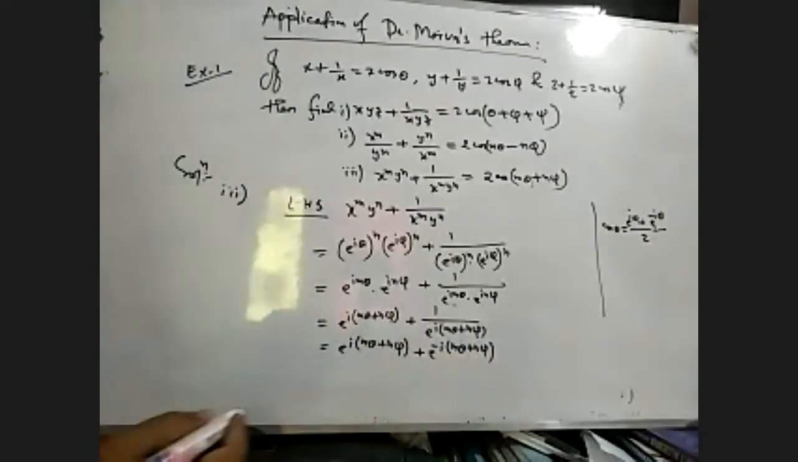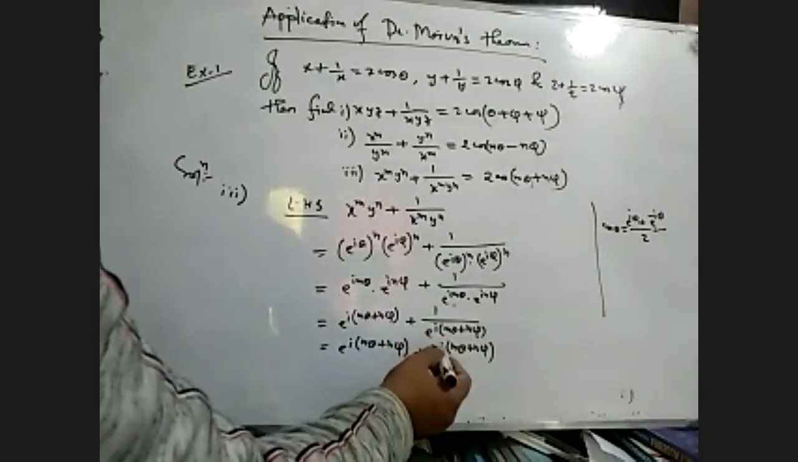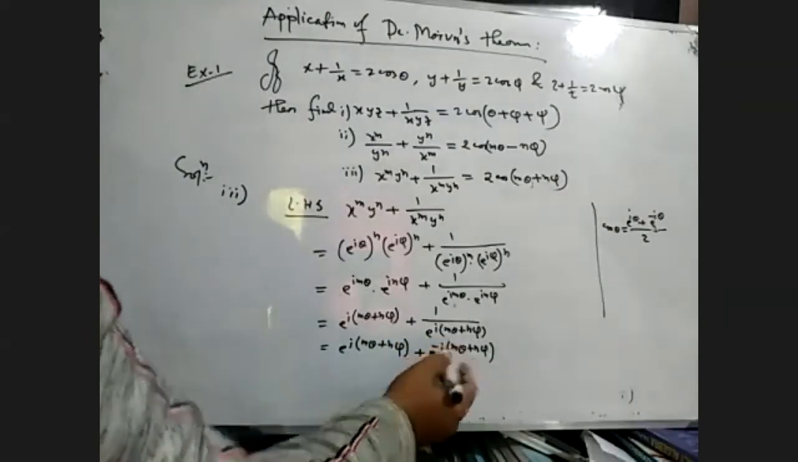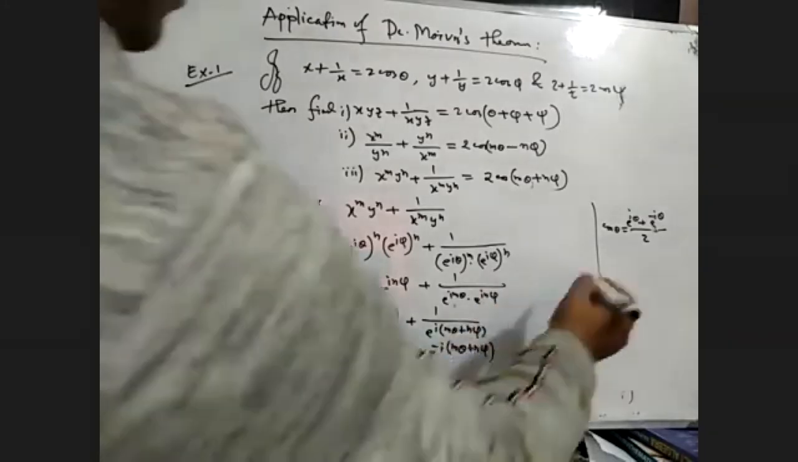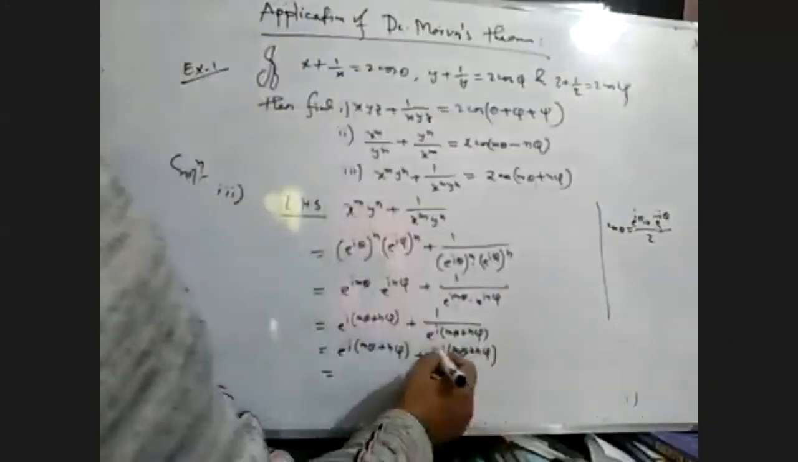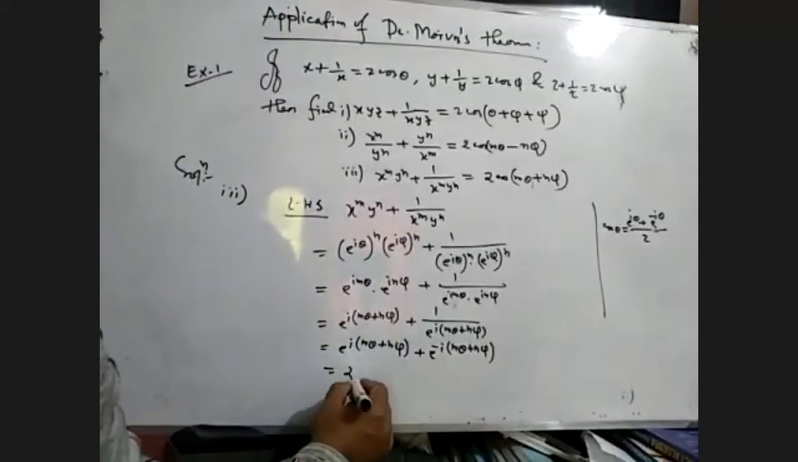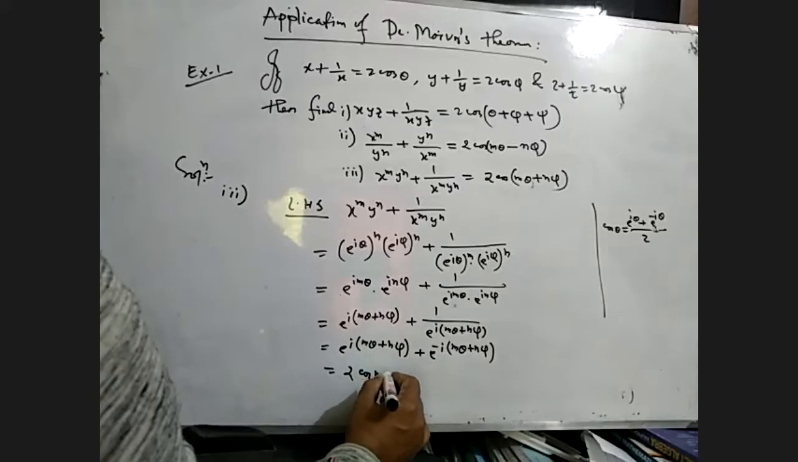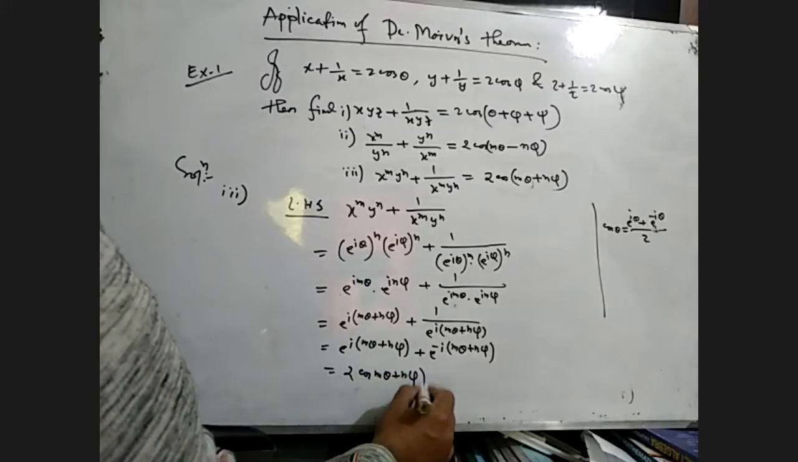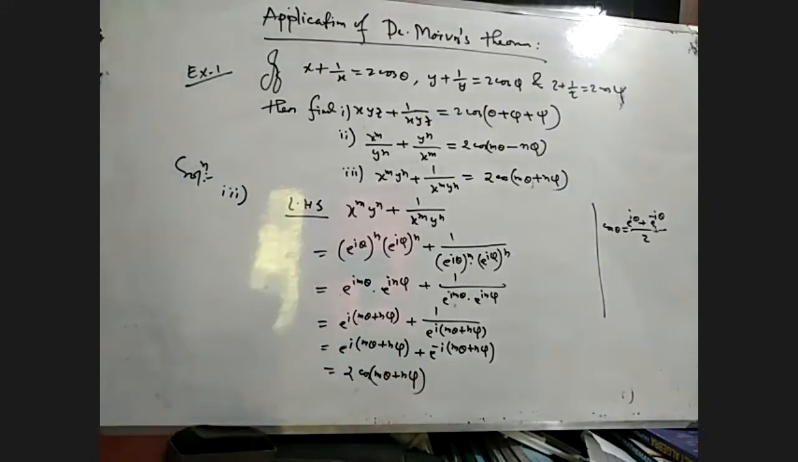Okay, 1 by e to the power i theta means what? e to the power minus i theta. So e to the power i theta plus e to the power minus i theta, what will it be? Using this one, twice cos theta. Yes, okay, this is the result. Very easy one.